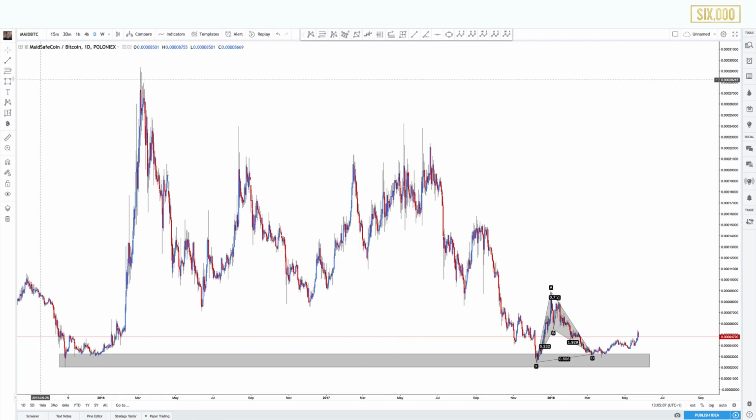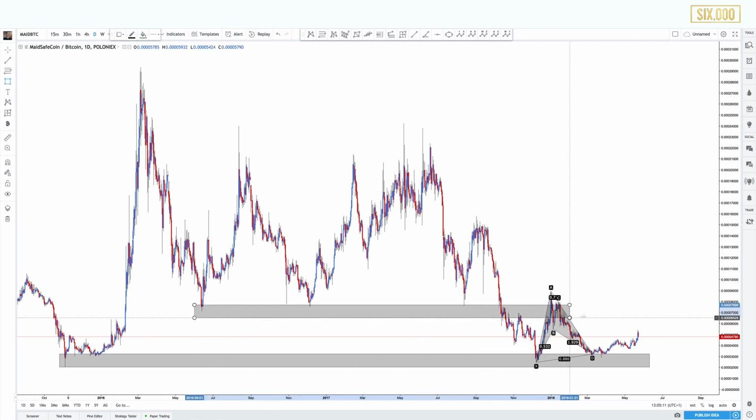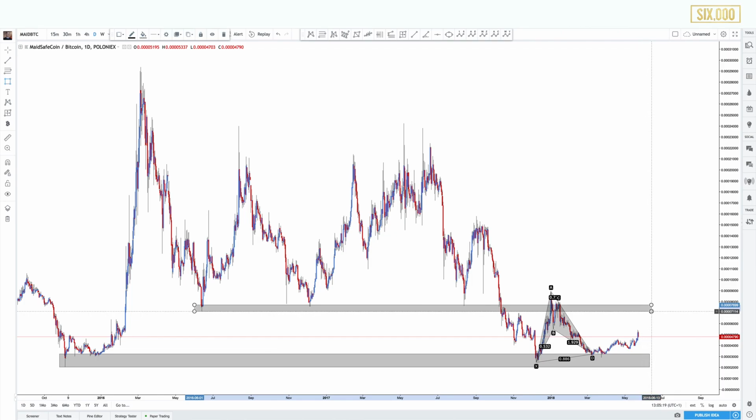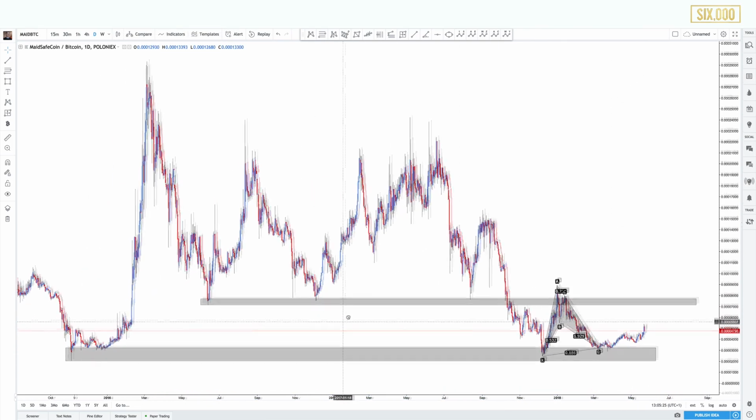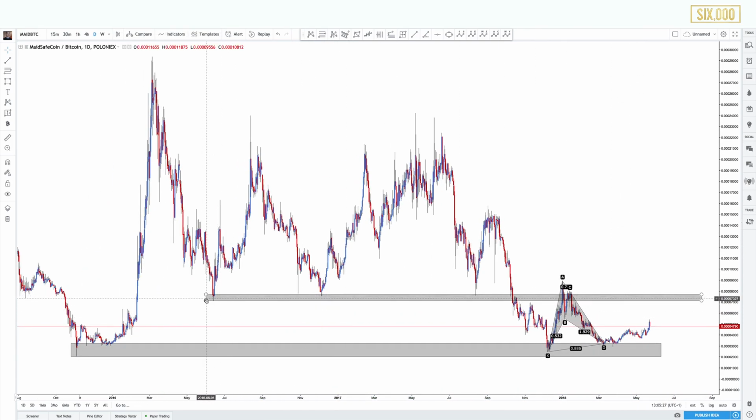And I'll just highlight another zone that I'm looking at on this chart. And this trade is still live at the moment. It's been going on for several months now. This is the zone that I'm really looking for price to return to. You can see this is the next key resistance area.